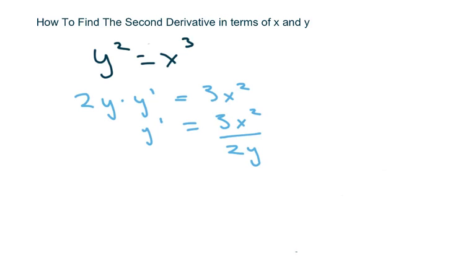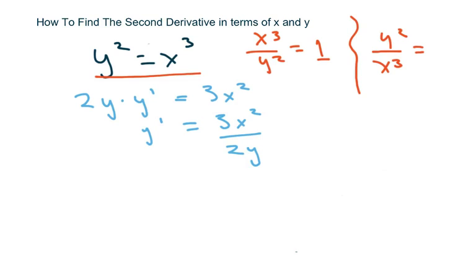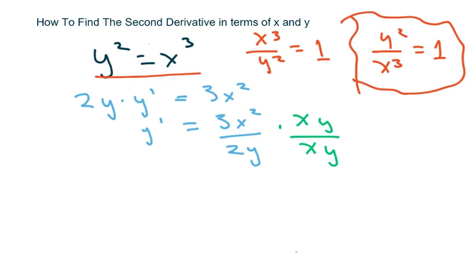Now, there's this algebra trick you can do. I can take this equation and say x cubed over y squared equals 1 if I divide both sides by y squared, or I could say y squared over x cubed equals 1 if I divide both sides by x cubed. We're going to be using this twice, and what I'm going to do is this little algebra trick, and I'm going to multiply this by xy.